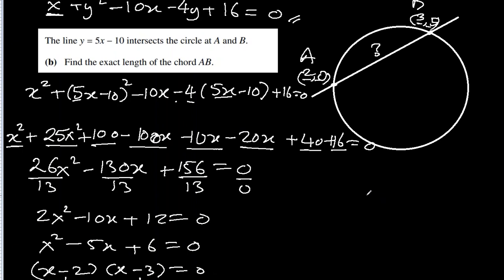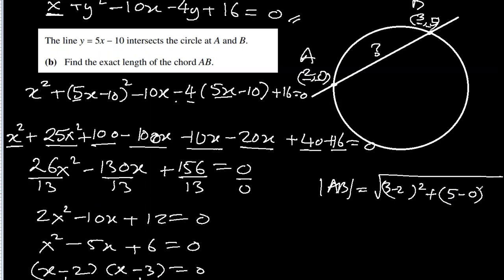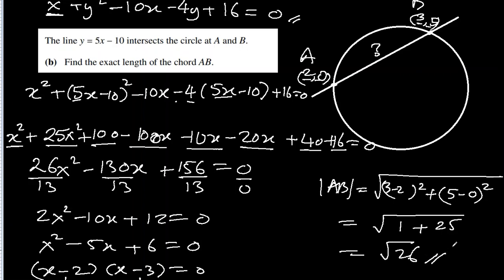And now we have to find the length of AB. Will be distance formula again. So (3 minus 2) square plus (5 minus 0) square. That is 3 minus 2 is 1, 1 square is 1, 5 square is 25. So answer is square root 26. The exact length of the chord AB is square root 26.